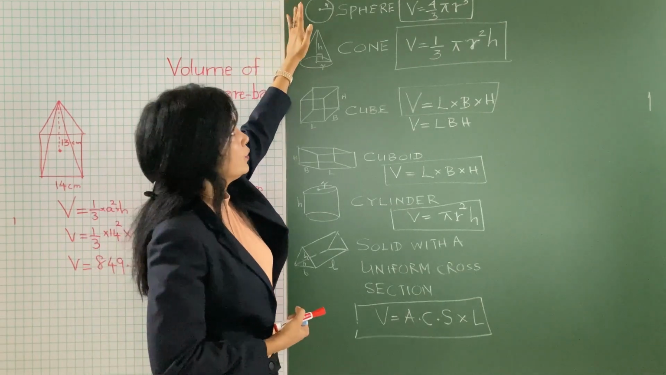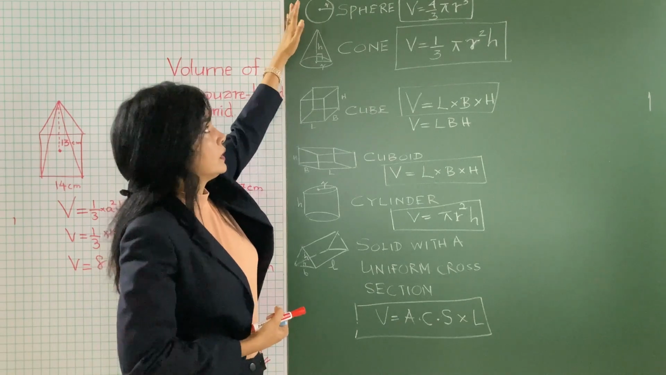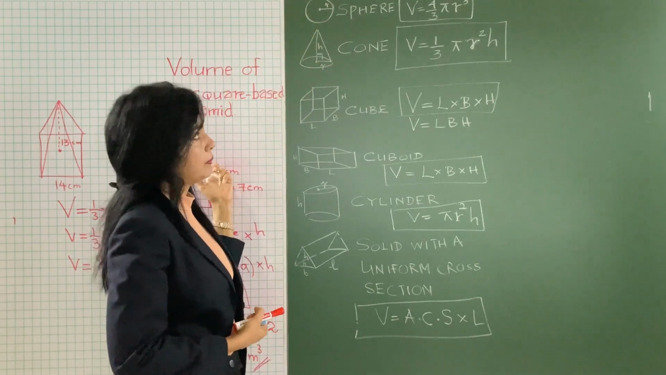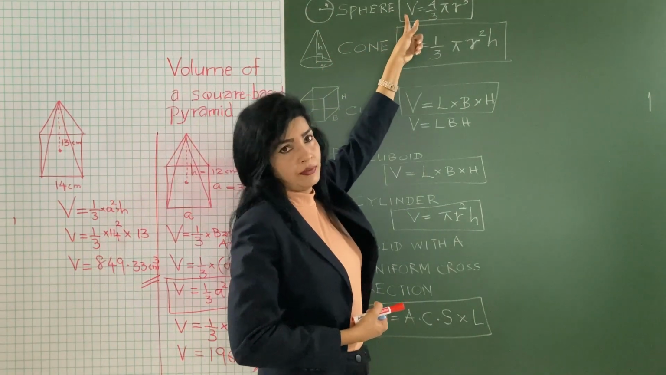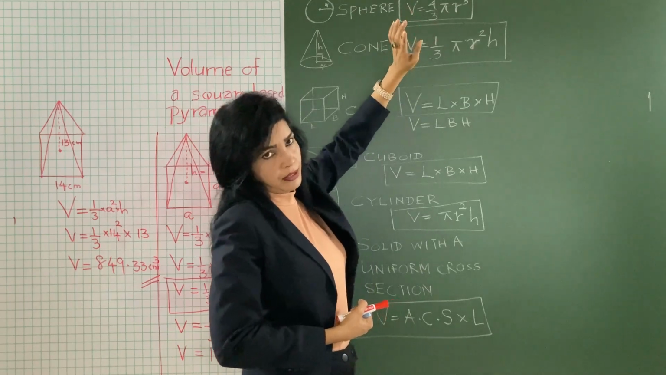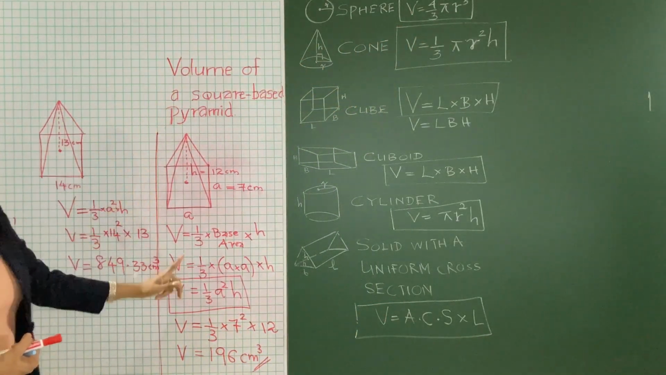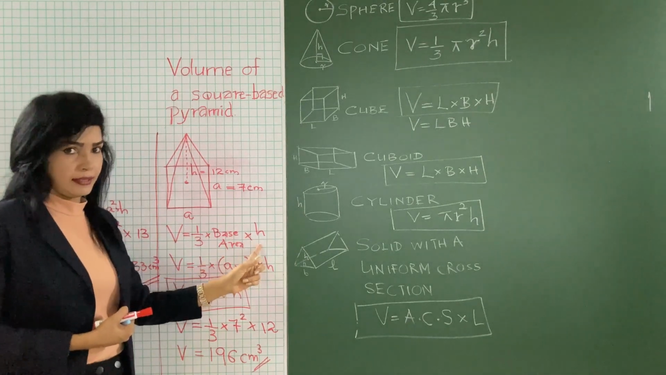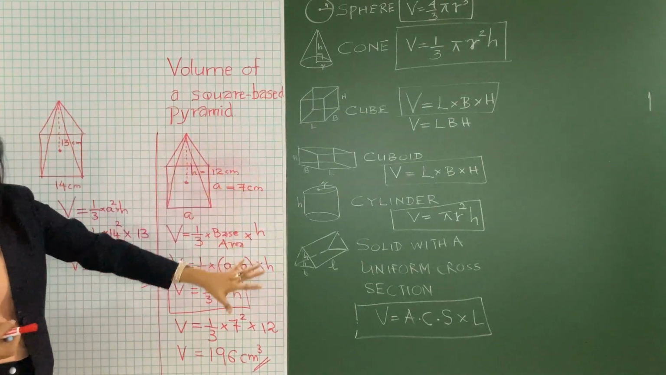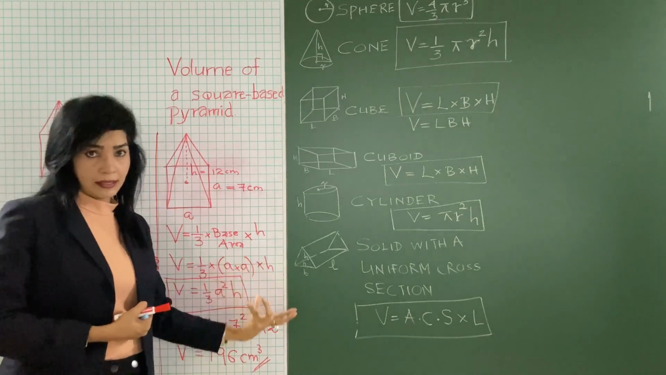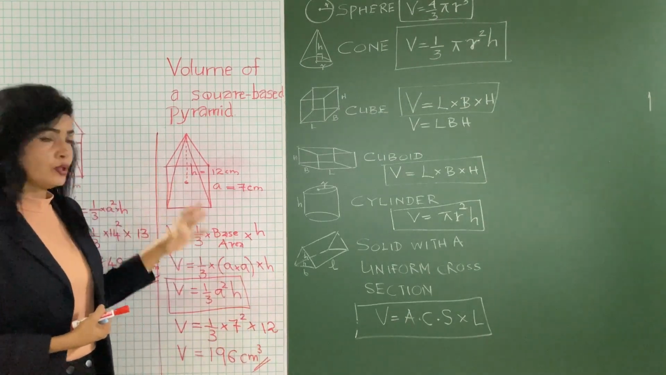And the final video of volume was sphere and the square base pyramid. Sphere volume is given by 4/3 pi r cube. And the square base pyramid comes to 1/3 base area into height. So you know the basic level, that means IGCSE, GCSE standard of volume formulas.